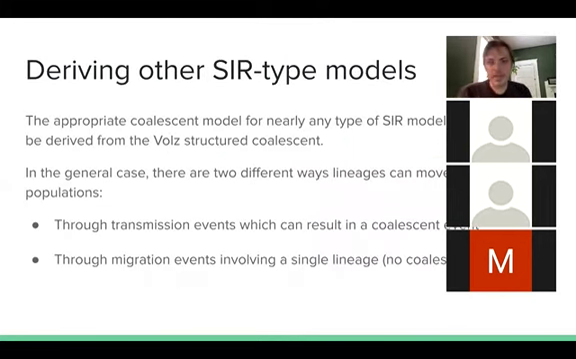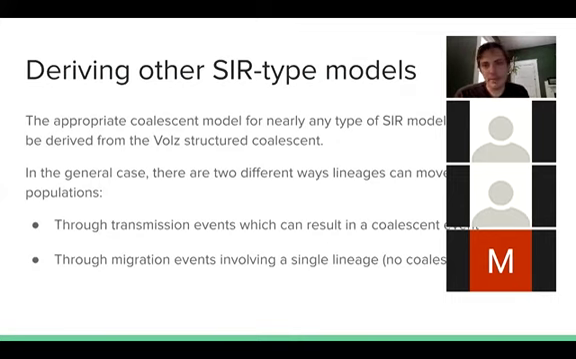Okay, so as I started to say a couple slides ago, the really interesting, nice thing about these models is that they don't just work for a particular form of the SIR model. We can take this structured coalescent model and derive the appropriate coalescent model for nearly any type of SIR model with almost any form of population structure.